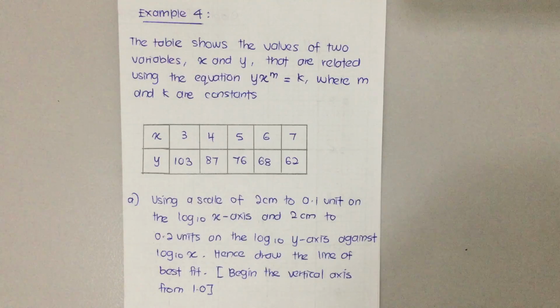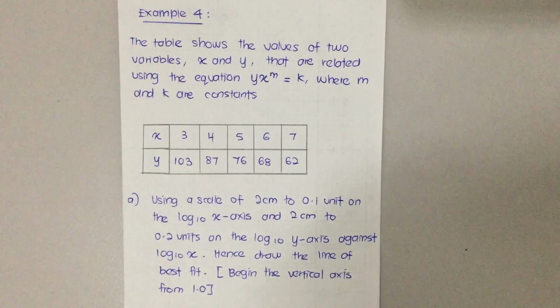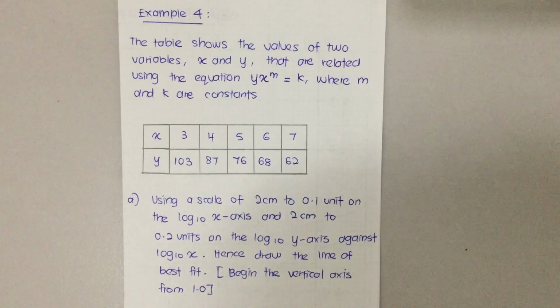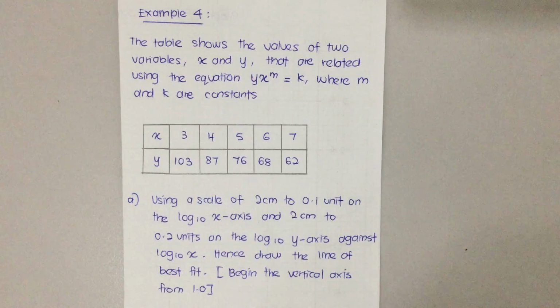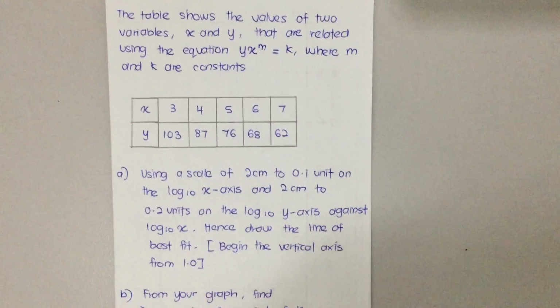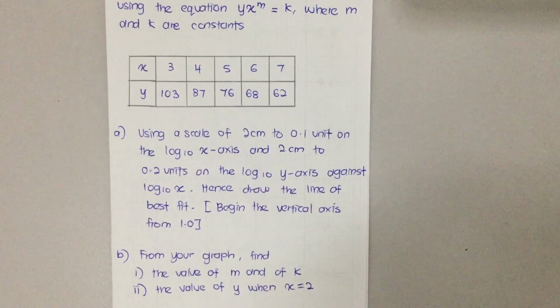Using a scale of 2 cm to 0.1 unit on the log 10 x-axis and 2 cm to 0.2 units on the log 10 y-axis, plot log 10 y against log 10 x. Hence, draw the line of best fit. The question asks to begin the vertical axis from 1.0. Okay, let us continue to read the remaining question.